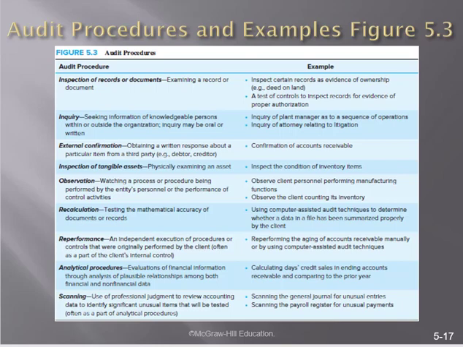So here we have a schedule of audit procedures and examples. The audit procedures consist of an inspection of records, inquiries, external confirmations, inspection of tangible assets, observations, recalculations, reperformance, analytical procedures, and scanning. As an example, for an inspection of records and documents, you would inspect certain records as evidence of ownership, or, in a test of controls, inspect records for evidence of proper authorization. External confirmation consists of confirmation of accounts receivable. So this is a very good chart to use for your notes.